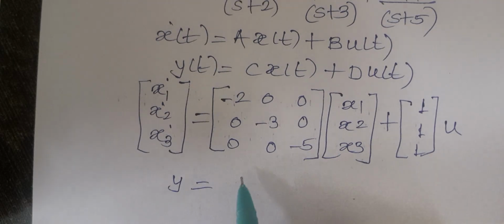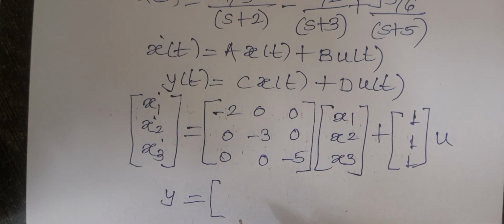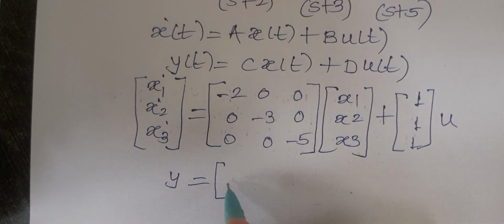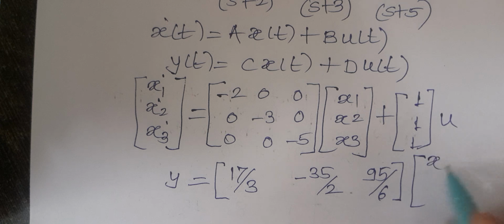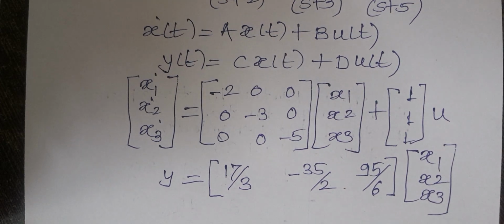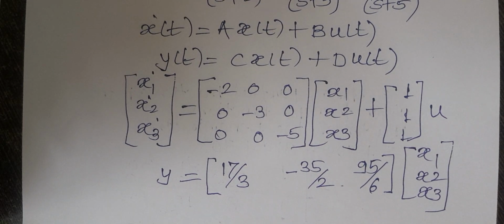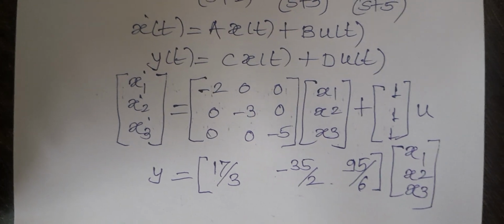We write the residues 17 by 3, minus 35 by 2, and 95 by 6, times x1, x2 and x3. So this is the diagonal canonical form of the given transfer function. Thank you very much for watching the video.